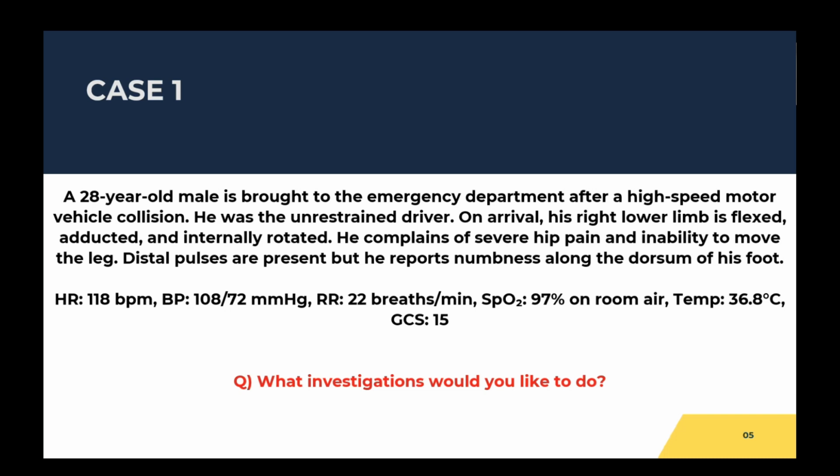So heart rate 118 BPM, BP is 108/72, respiratory rate 22 breaths per minute, and oxygen is 97% on room air. Temp is 36.8, and GCS is 15. So if you could write in the chat what investigations you would like to do.